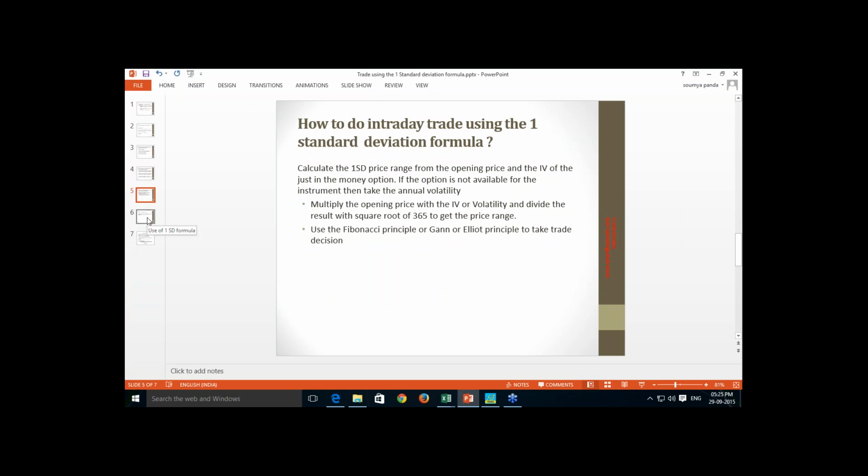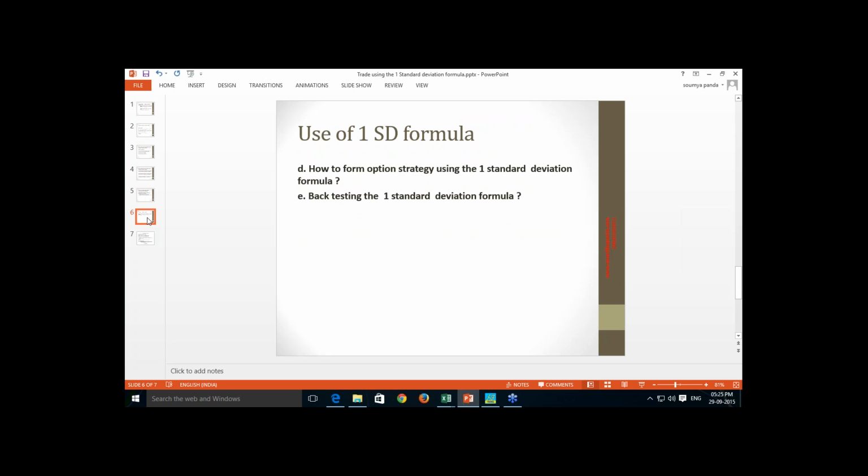So not only for intraday trade, not only for positional or weekly forecast of the trend, you can utilize this particular concept for building the option strategy also.